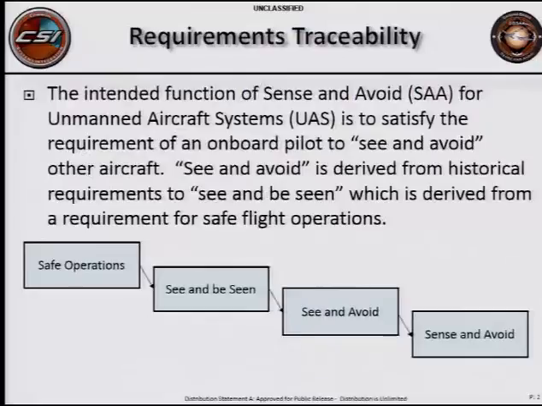Historically, Sense and Avoid is derived from See and Avoid requirements. And those requirements come historically from a requirement called to see and be seen. And that see and be seen requirement is still valid today. See and be seen has led to requirements for things like aircraft lighting and other requirements in the NAS, but it still has applicability for sense and avoid development. But the direct traceability is from See and Avoid.